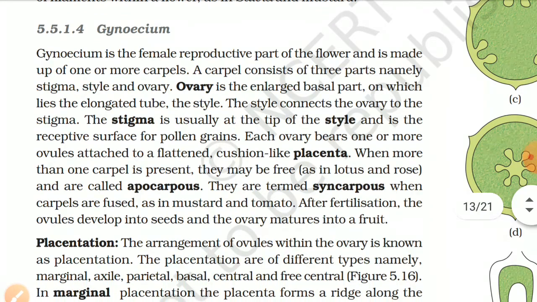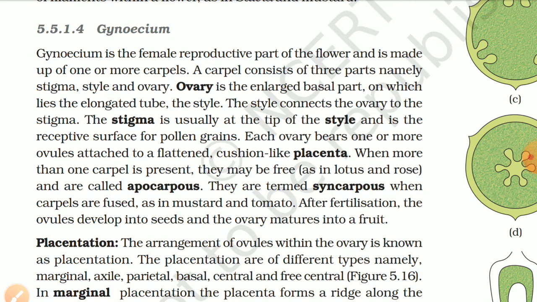5.5.1.4 Gynoecium. Gynoecium is the female reproductive part of a flower and is made up of one or more carpels. A carpel consists of 3 parts, namely stigma, style, and ovary. Ovary is the enlarged basal part on which lies the elongated tube, the style. The style connects the ovary to the stigma. The stigma is usually at the tip of the style and is the receptive surface for pollen grains.